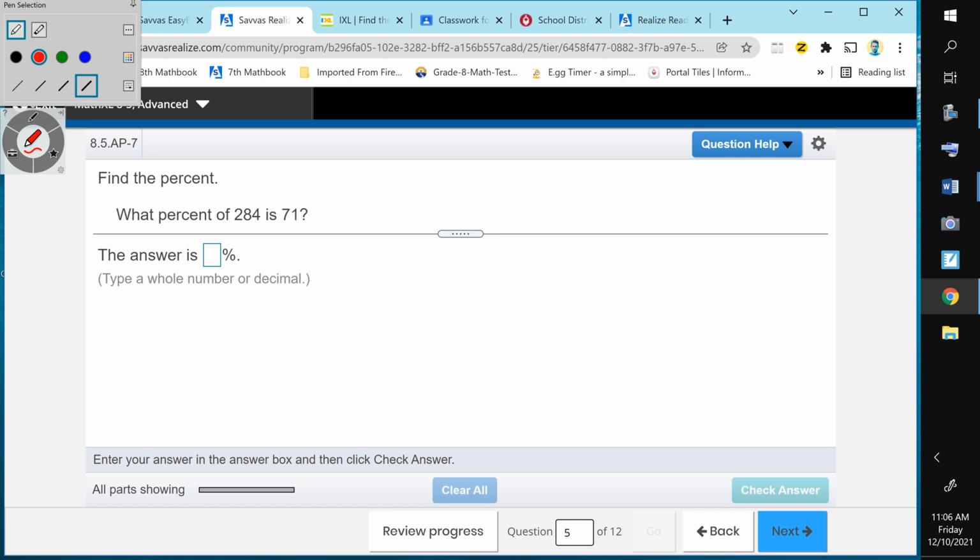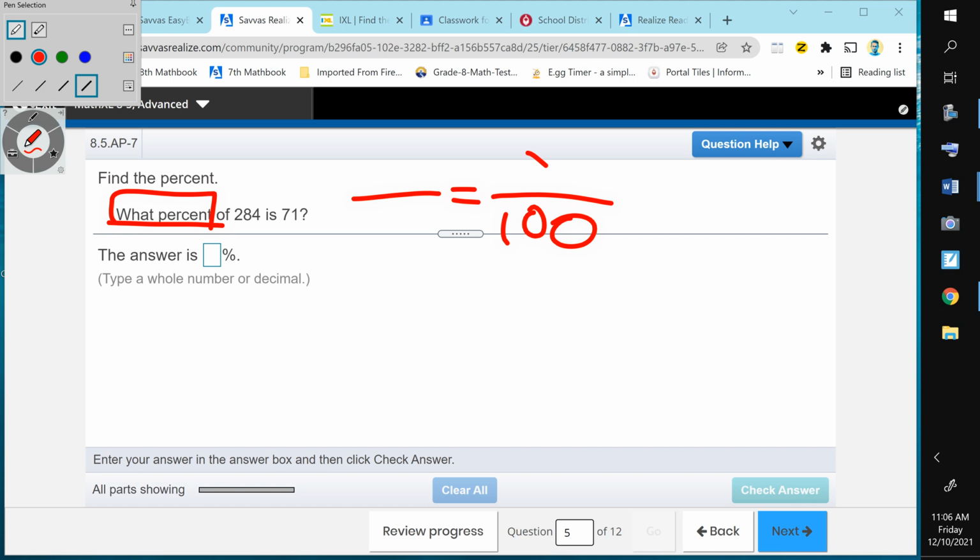Okay, what percent? You can't convert this to a decimal and multiply because this is not that type of question. They don't give you a percent. You have to find it. So when I set up my proportion, since I'm finding the percent, I don't know it, I don't have it, that's my variable. There's my of right there. And then I'm going to put 71 right there. And now I can just cross multiply and divide.